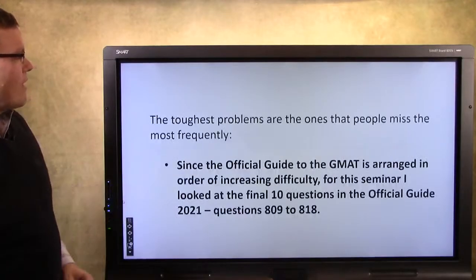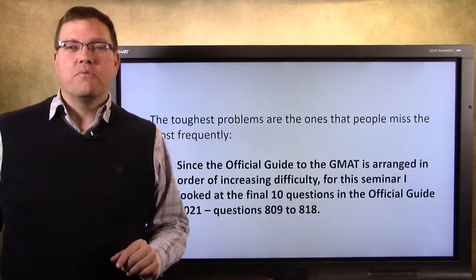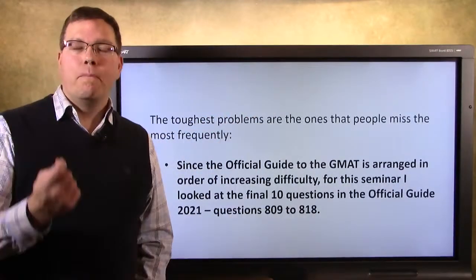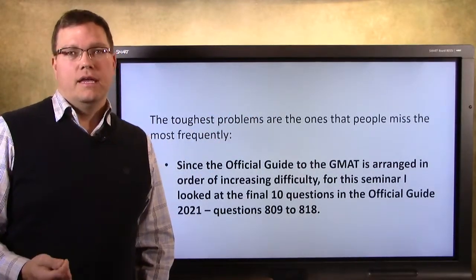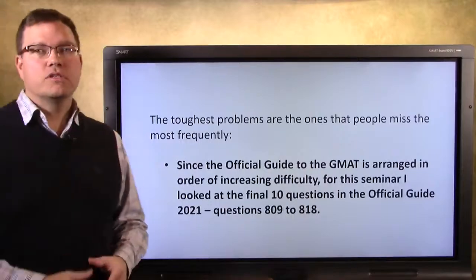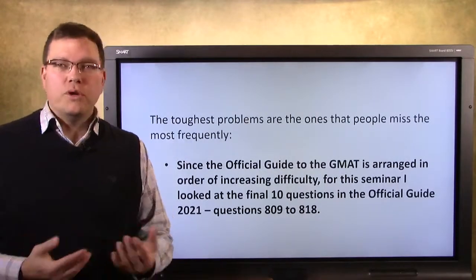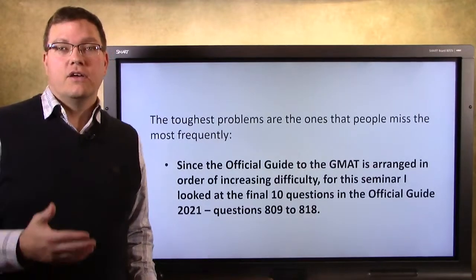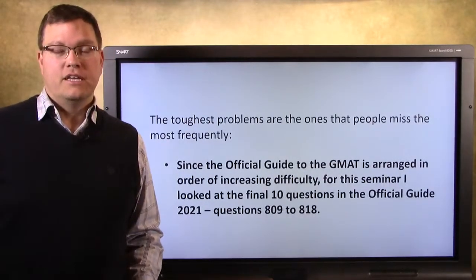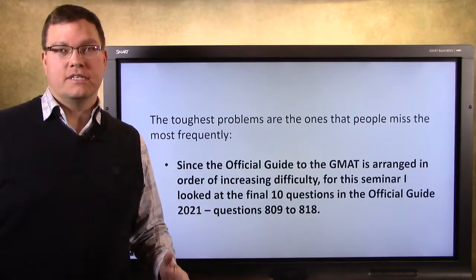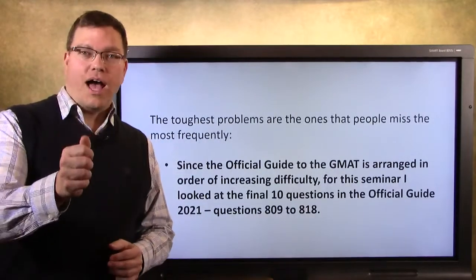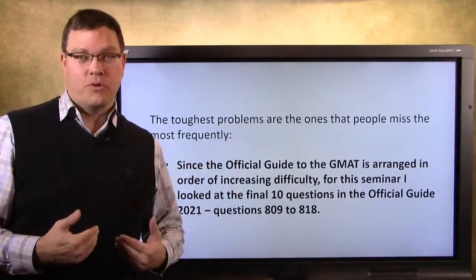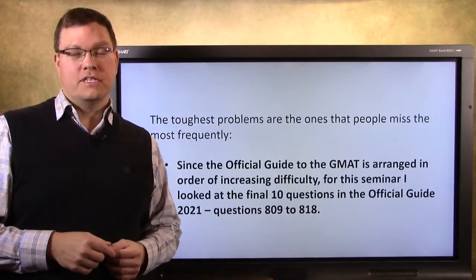And the 10 toughest problems, well, the way that we define toughest problems is these are the ones that people miss most frequently, right? Well, how do we know which ones people miss most frequently? Well, I personally have taught over 300 GMAT and GRE courses with Veritas Prep. So I can tell you which questions people miss most frequently in our curriculum. And we're going to look at a couple of those today.